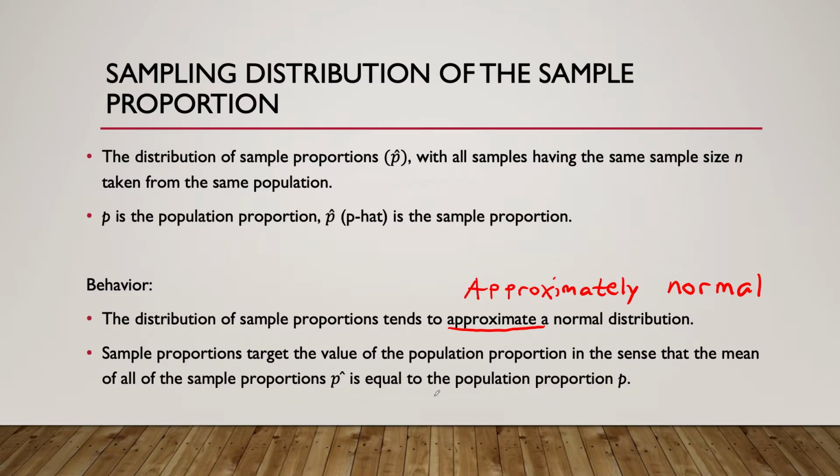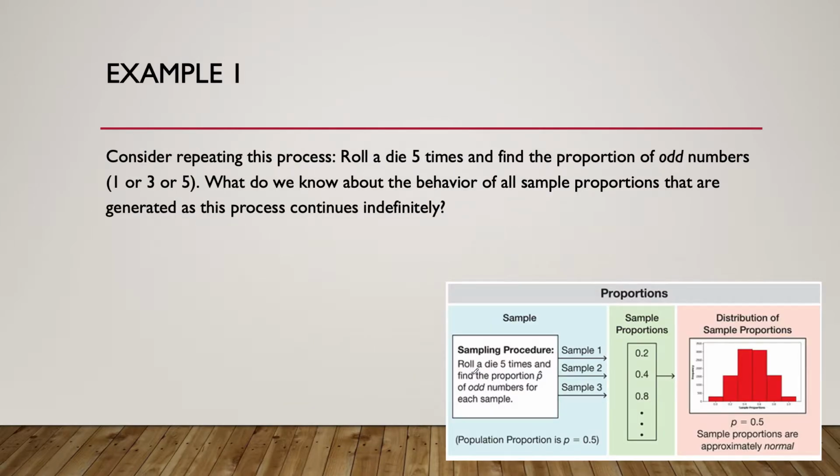Likewise, sample proportions target the value of the population proportion, in the sense that the mean of all the sample proportions p hat is equal to the population proportion p. Again, there are a bunch of mathematical ways to show that, but that's what it means. An example that does show it: consider repeating this process, rolling a die 5 times and finding the proportion of odd numbers, 1, 3, or 5. What do we know about the behavior of all sample proportions generated as this process continues indefinitely?